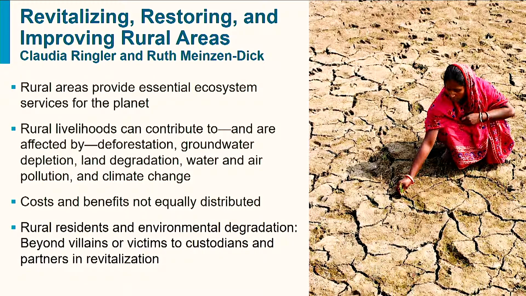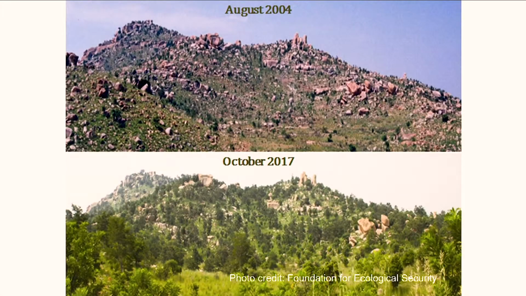Poverty is a major contributor to environmental degradation. But I think we need to get beyond the discourse that treats rural residents either as villains or as victims of environmental degradation, and really look at them as the primary agents who can make a difference, who can and are investing in environment. Think of them as the custodians, and how do we partner with those custodians for rural revitalization?